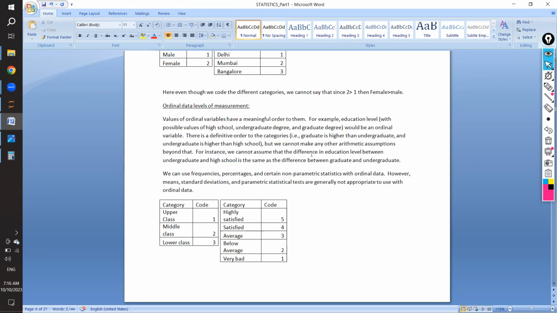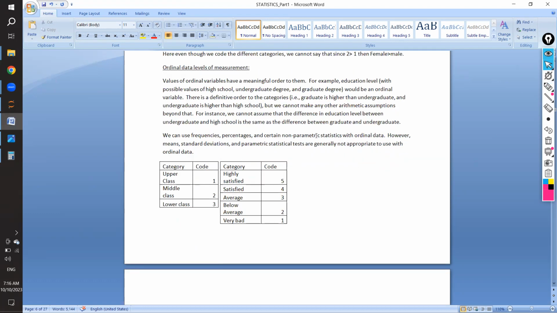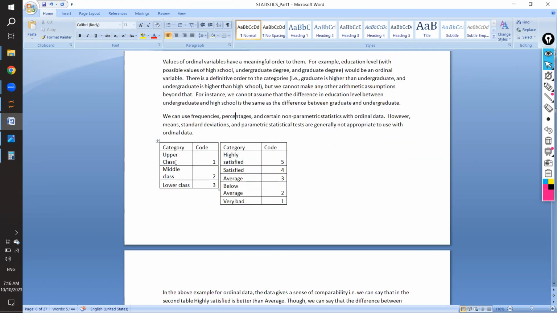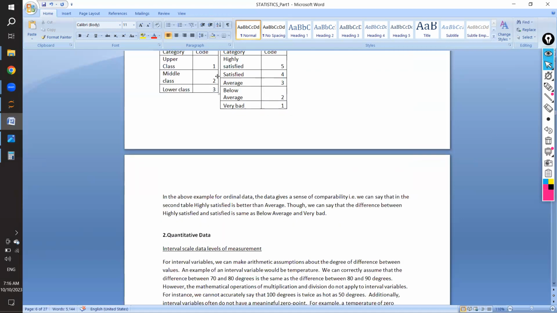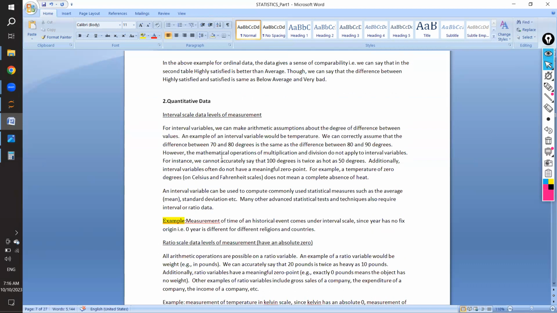For example, we can use frequencies and percentages, all things you can represent. As you can see, upper class, middle class, lower class, or satisfaction ratings from highly satisfied to very bad, all these ratings we can do. These are actually the numbers which you can represent that will carry some order.